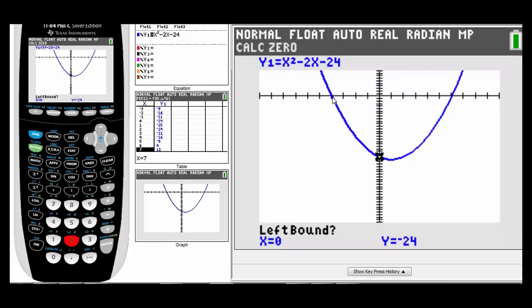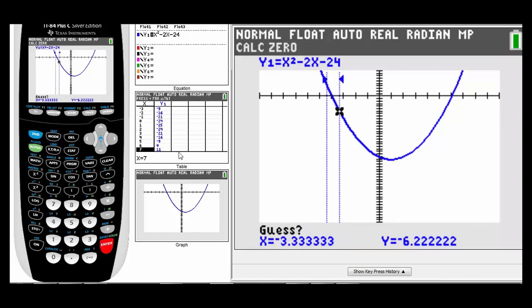I want to find this point up here, and I know it's negative 4, but let's see how the calculator will find it. I want to find this value, so I need to go to the left of it. So I can arrow over, and you can see that little asterisk moving. And I can see now that I'm to the left of it. It can be anywhere to the left. And then you hit enter, and now it's saying to the right of it. So let's move a little bit to the right, hit enter, and now it says to guess.